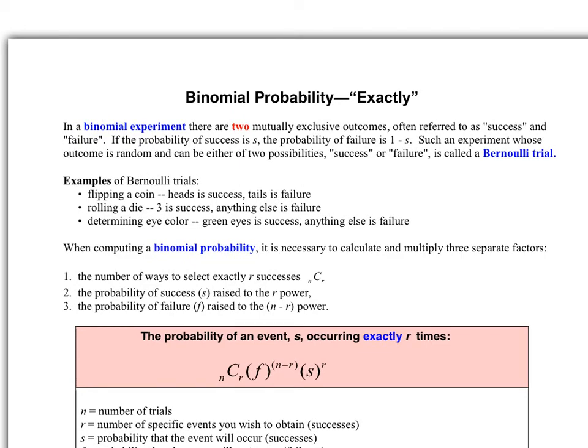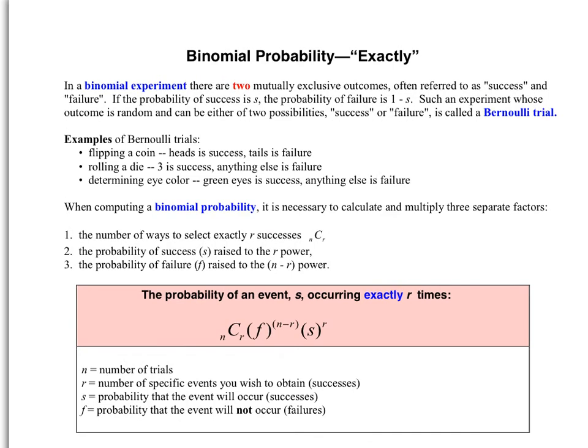The next topic in this unit is binomial probability, finding exact probabilities. In a binomial experiment, there are two mutually exclusive outcomes, often referred to as success and failure. If the probability of success is S, the probability of failure is 1 minus S, because probabilities always add to a total of 1. Such an experiment whose outcome is random and can be either of two possibilities, success or failure, is called a Bernoulli trial.